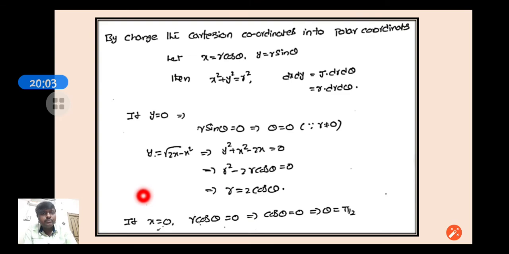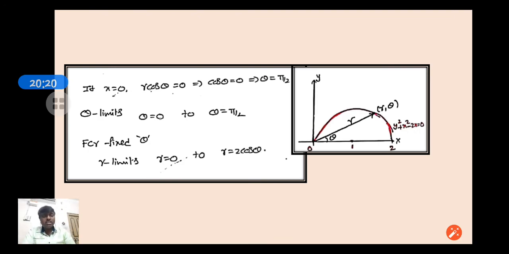And the third one, if x equal to 0, from x equal to r cos theta, r cos theta is equal to 0, then cos theta is equal to 0. So cos theta equals 0 only when theta is equal to pi by 2. Based on these results, I can formulate the limits here.